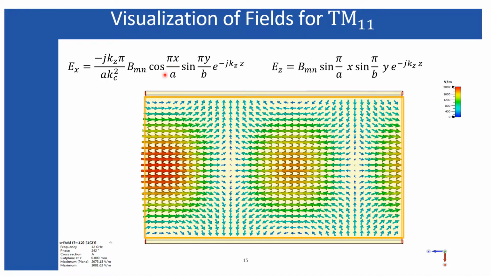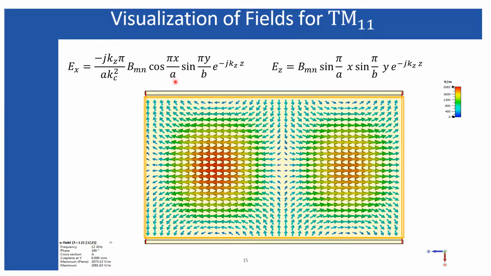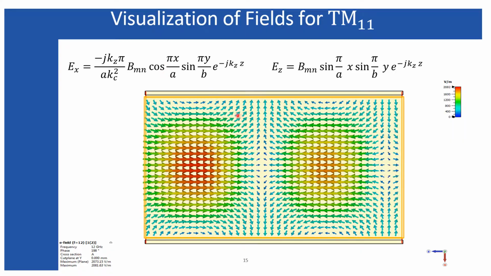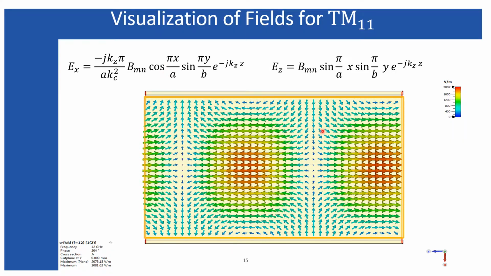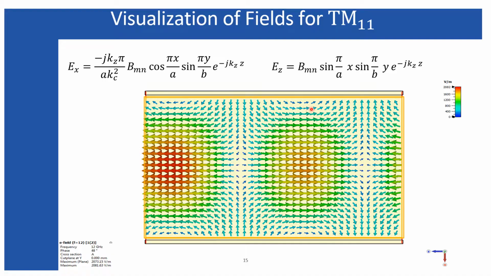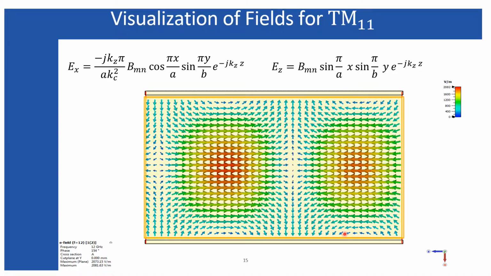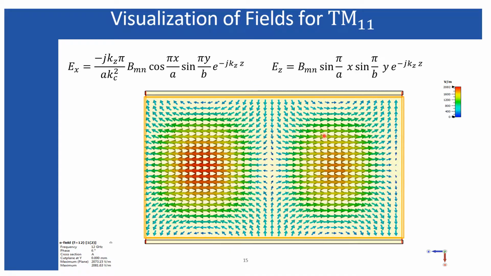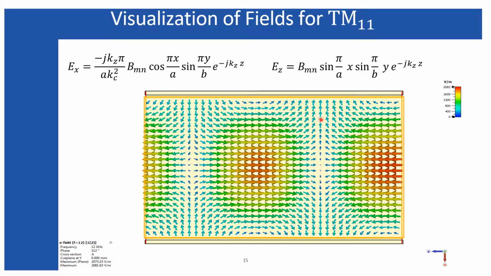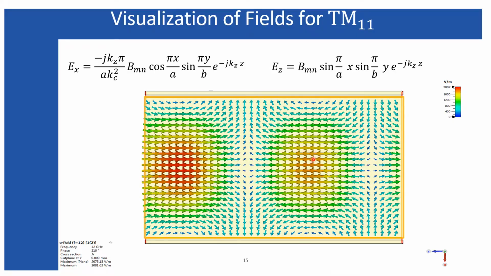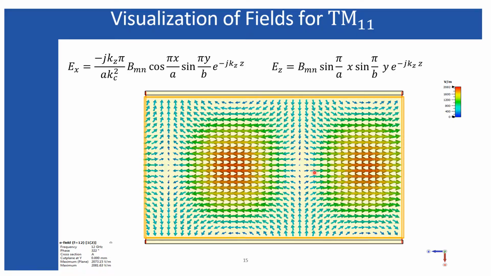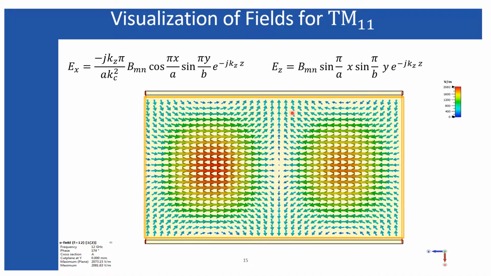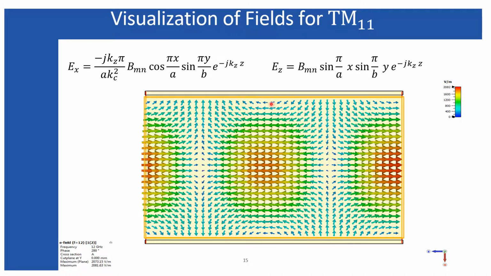At x equals 0, this cos factor goes to 1, and at x equals a, it goes to minus 1. That is why the rotation takes place in opposite directions at x equals 0 and x equals a. Therefore, as you move towards the middle portion starting from x equals 0, you can see that these vectors are not rotating at the middle portion, because the effect of this rotation gets cancelled from both sides.